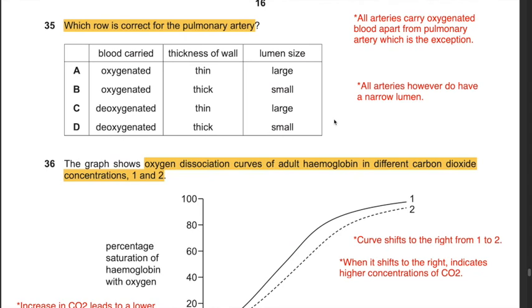Question 35. Which row is correct for the pulmonary artery? All arteries carry oxygenated blood apart from the pulmonary artery, as the pulmonary artery is an exception. Therefore, the blood carried in the pulmonary artery should be deoxygenated, because again all arteries except the pulmonary artery carry oxygenated blood. Hence the blood in the pulmonary artery would be deoxygenated, and all arteries do have a narrow lumen or a small lumen size. Therefore the answer is D: blood carried deoxygenated, thickness of wall thick, lumen size small.